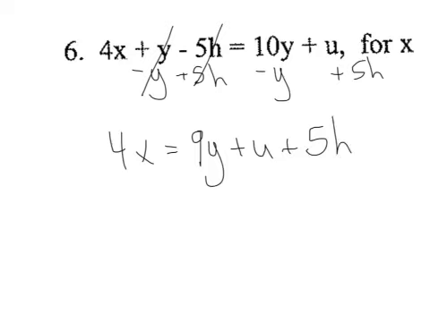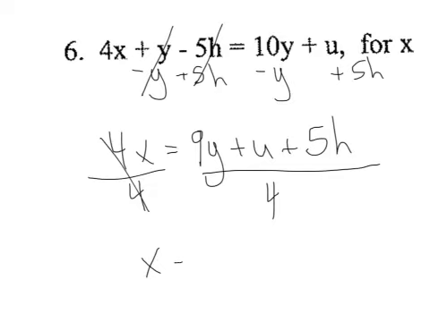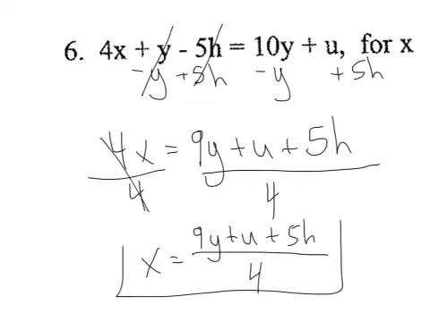None of those can be combined. And your last step is simply to divide by 4. And there's nothing that can be simplified. 4 doesn't go into 9 or 5 evenly, so you can just call your answer 9y plus u plus 5h all over 4. And that can be your answer for x.